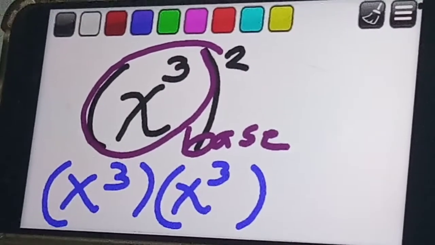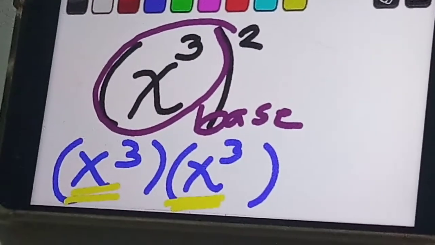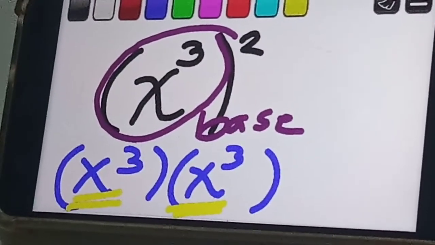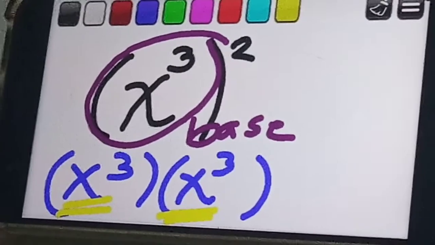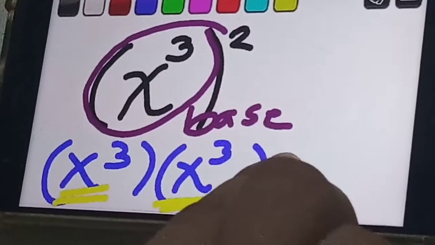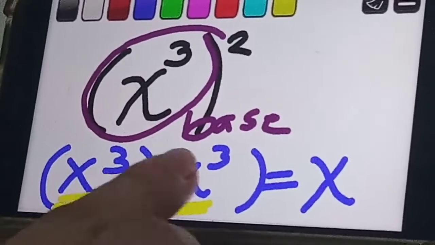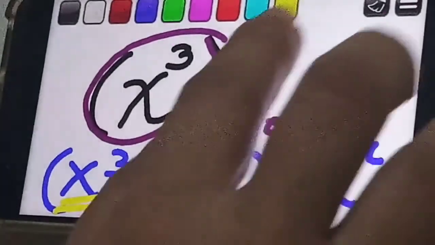As you notice, it has now become multiplying powers with like bases. In multiplying powers with like bases, all we need to do is add the exponents. So what will be your answer? x raised to the 3 plus 3, the answer is 6. So what do you observe?